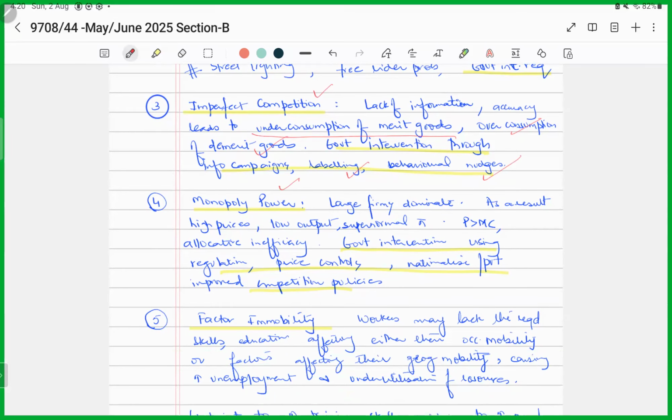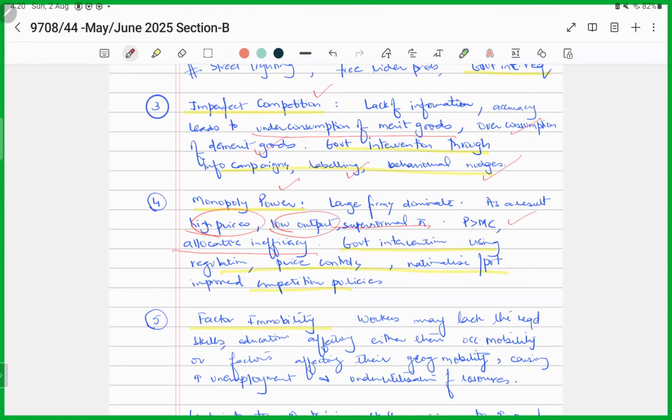When large firms dominate the market, in order to earn supernormal profit, they restrict output and charge high prices. So they distort the market, right? As a result, what happens? Allocative inefficiency seeps into the market. That means that price is greater than marginal cost.